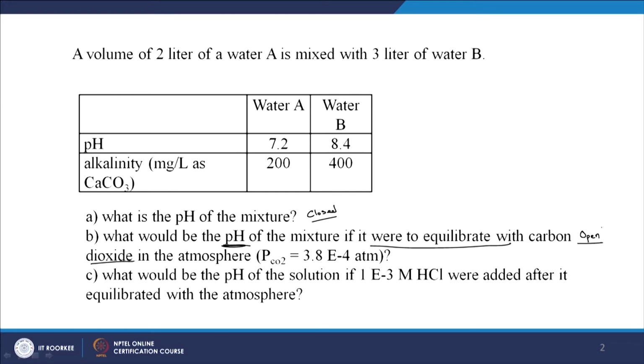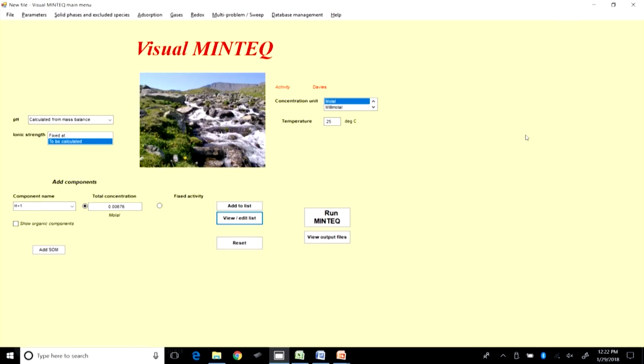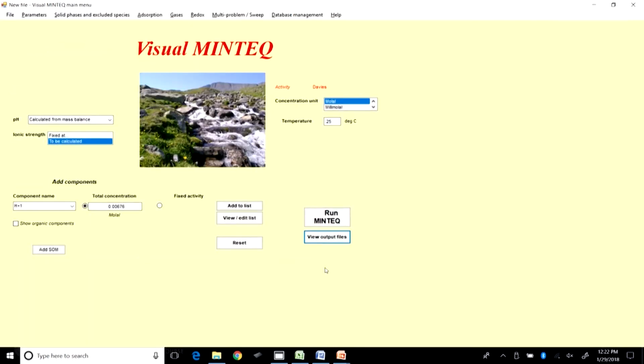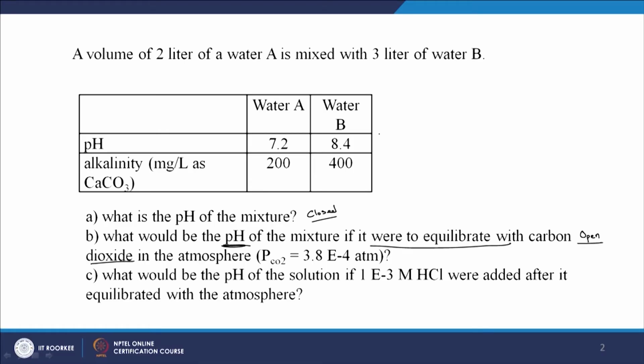So let us go back to Visual MINTEQ here, and we already plugged in the relevant values, and I think we ran it. Where is the output? So we had a pH of 7.8, but this, as we just looked at, is for the case of the closed system. Now we want to look at how to go about it if the solution is in equilibrium with a partial pressure of carbon dioxide, given as 3.8 × 10^-4 atmospheres, and this is the solution that you looked at initially in case A. So what are the new values?